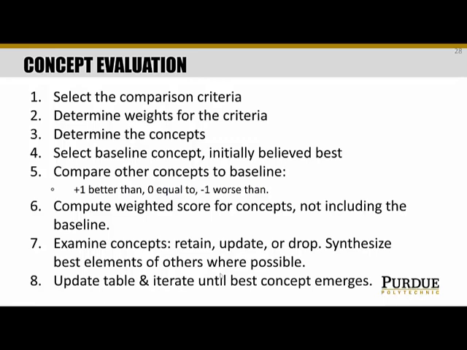You then are going to compare the other concepts to the baseline in each of the criteria areas. You're going to give it one of 3 ratings only. Is this better than the baseline? Is this equal to the baseline? Or is this worse than the baseline? And better than gets a score of +1, equal to gets a 0, worse than gets a -1. Then what you do is you multiply those scores by the weight for each of the criteria. You then examine the total score and you retain, update, or drop.